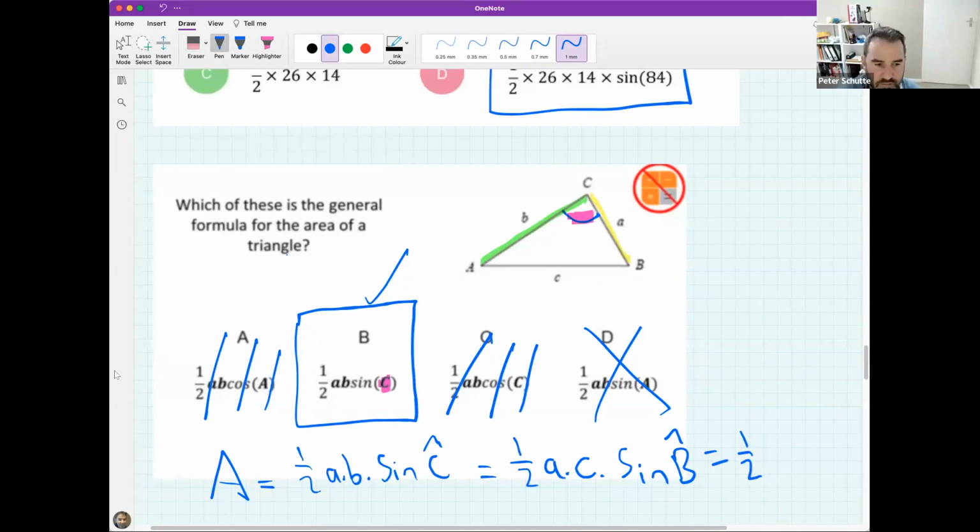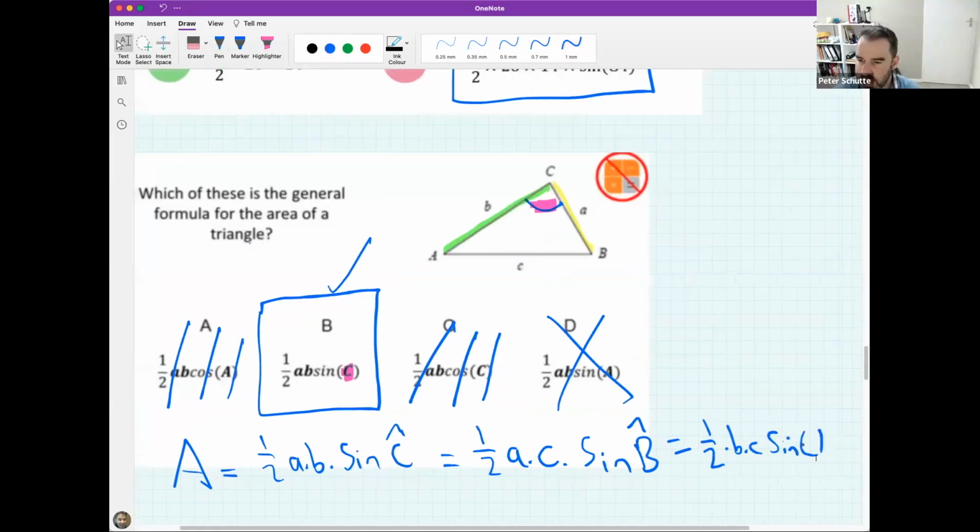What's the one that's left out? What are the two sides that we haven't used? We could have said a half B times C, but what's going to be the angle that we need then? I think it's just going to be the big A. Yeah. So the good news is this rule works no matter which way we have it, as long as we've got two sides and an included angle.